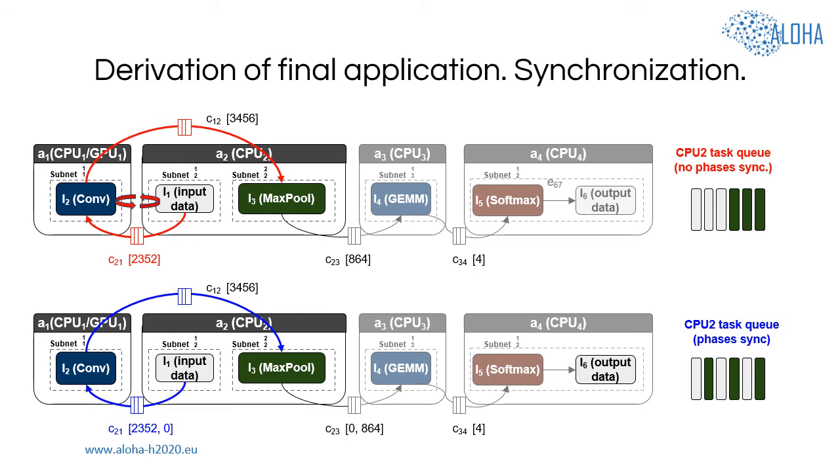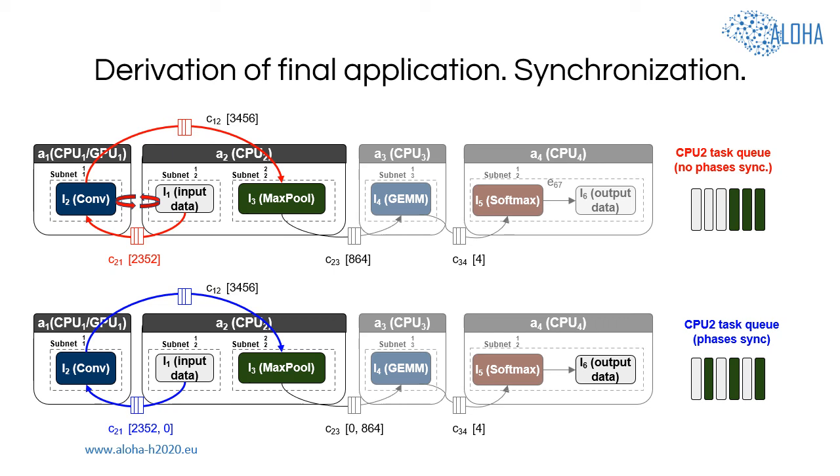The second step includes synchronization between the subnetworks mapped on different processors and having cyclic dependencies. Synchronization of such subnetworks is very important for preservation of the application pipeline. On the top part of the slide, you can see the CSDF model obtained after the CNN partitioning. You can see that actors A1 and A2 of the model have a cyclic dependency. Actor A1 expects actor A2 to execute the input data layer, which provides input data for the convolutional layer of actor A1. At the same time, actor A2 expects actor A1 to execute the convolutional layer to obtain input for the max pooling layer executed by actor A2.